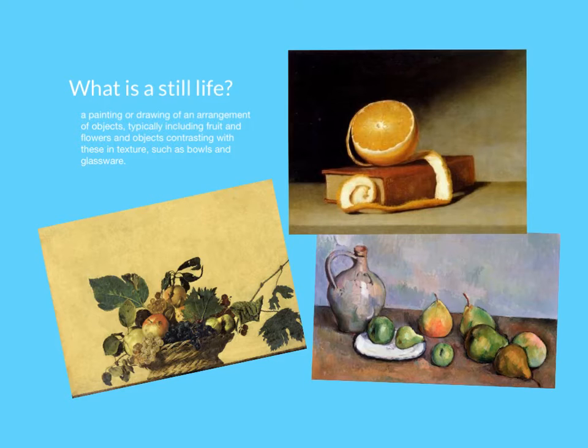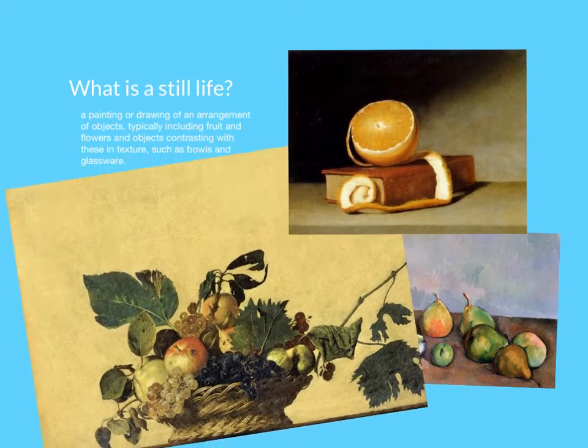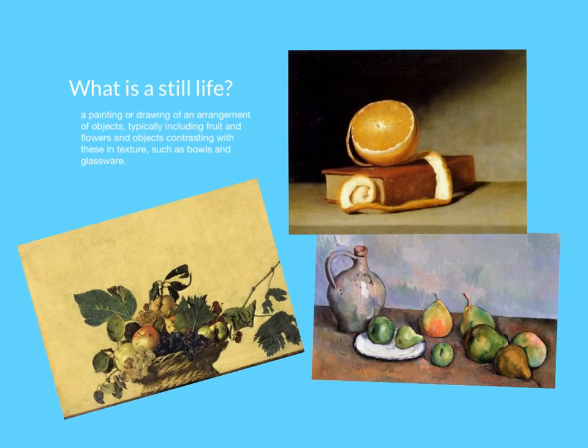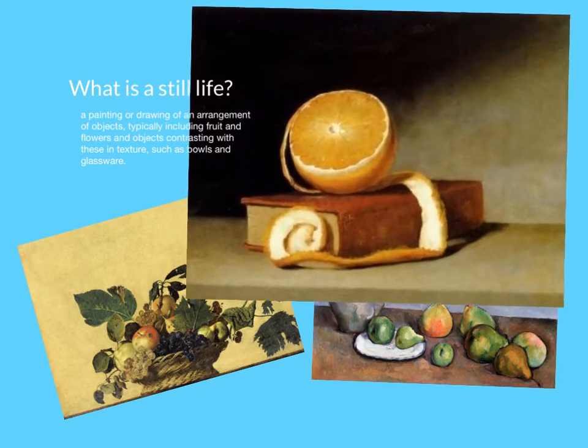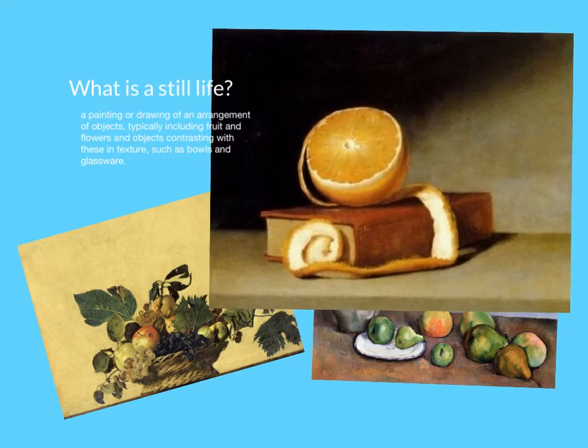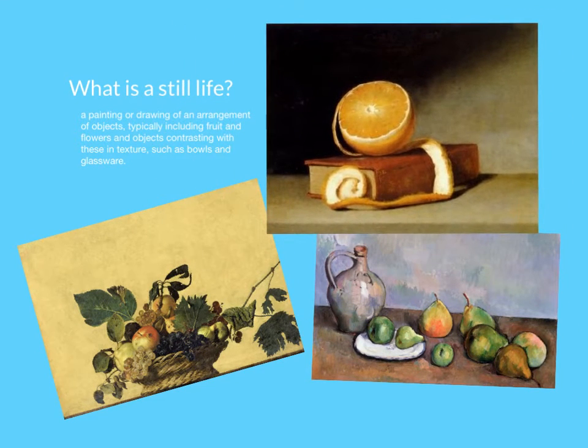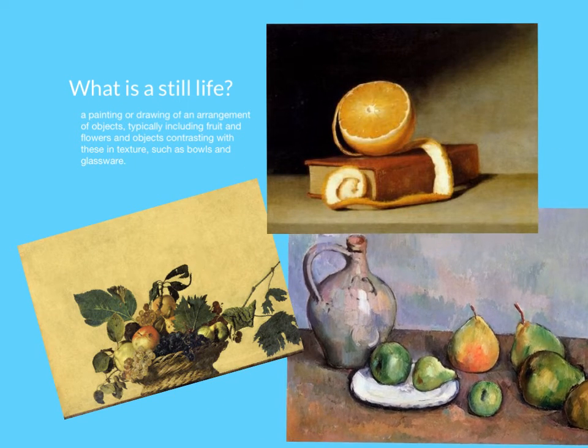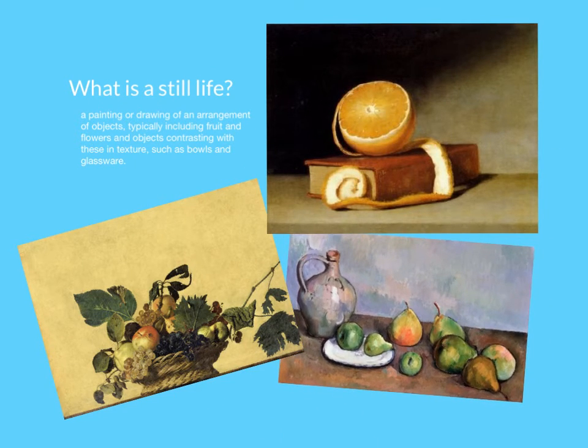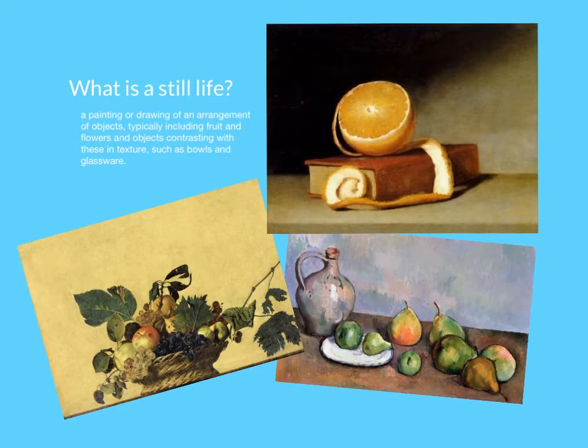You guys have been working on a color unit, and I'm so excited for you to apply those skills and understandings to a new unit on still life. What is a still life? A still life is a painting or drawing of an arrangement of objects, typically including fruit and flowers, and objects with contrasting texture, such as bowls or glassware and even books. But still lifes can be really of anything of interest to you. But for this project, we're going to stick to those traditional subject matter.